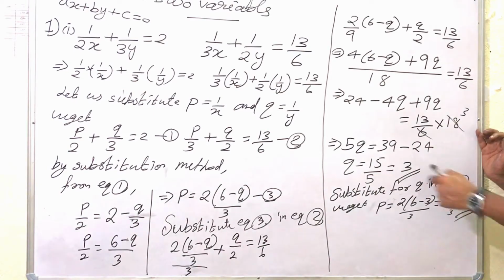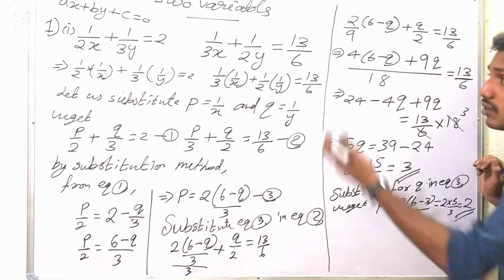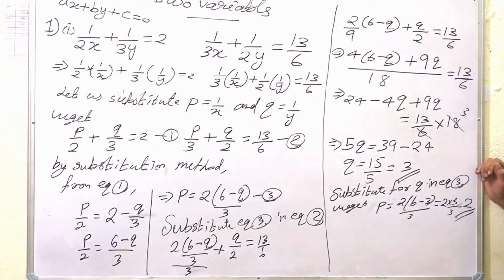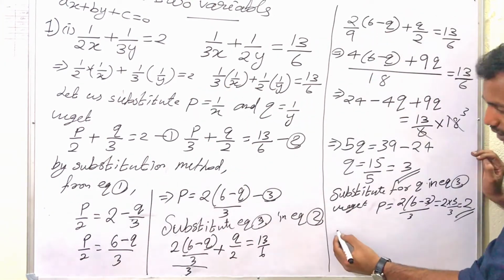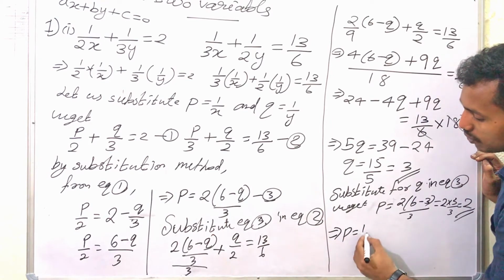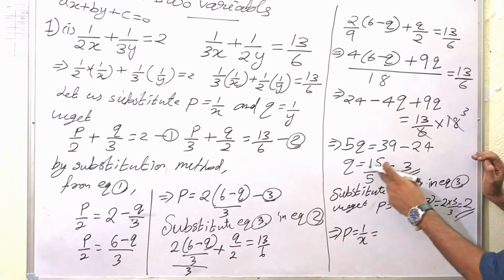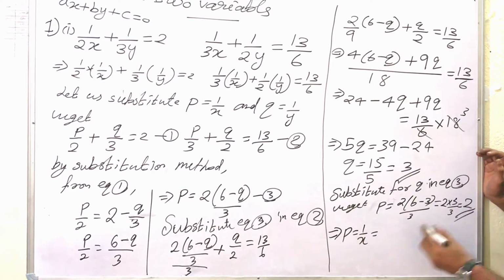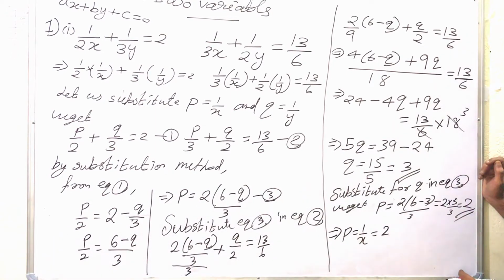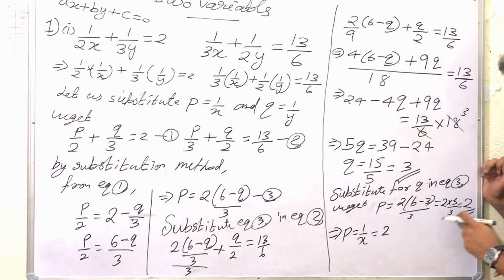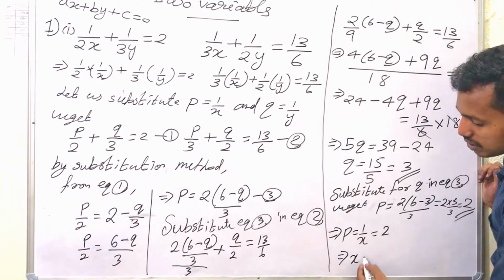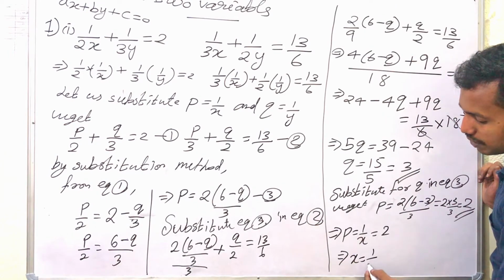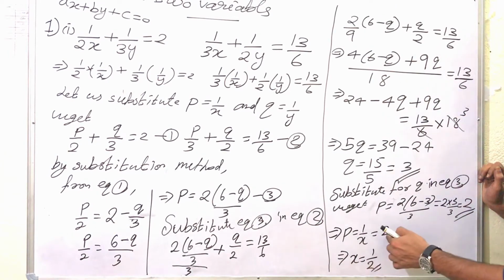Okay, now we have solved the q and p. But we need the value of x and y. So now we need to resubstitute. So what we need to do? p is equal to 1 by x, what is p? 2. Okay, so p equal to 1 by x, that is equal to 2. Clear? That implies x is equal to, take the reciprocal on both sides, it will be x is equal to 1 by 2.